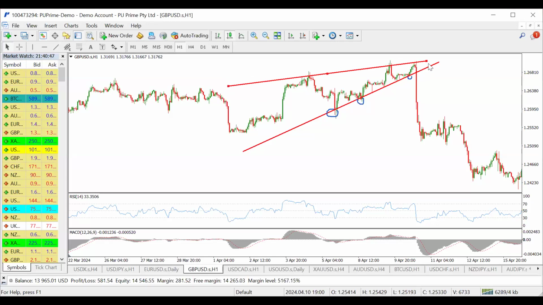And see the massive breakout that happened afterwards. You can see the massive breakout. So you can see this works. So you can always do a back test on your system to identify this. So this is a rising wedge pattern.